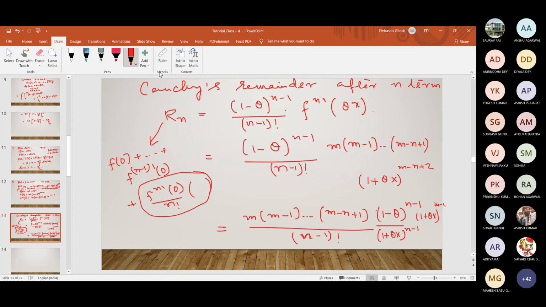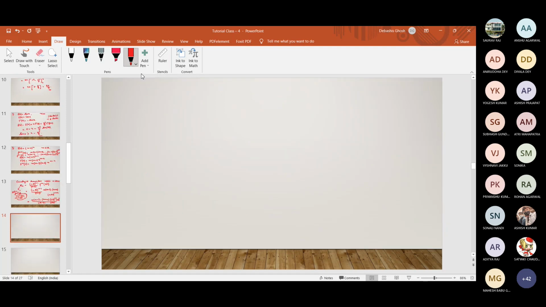Next, there are a few problems which are much easier for you. That is problem number 6. You have to find between which two values it lies. Mainly, in that case, you have to find the approximation of root 101. So we consider the function f of x equals under root of x over the interval 100 to 101.